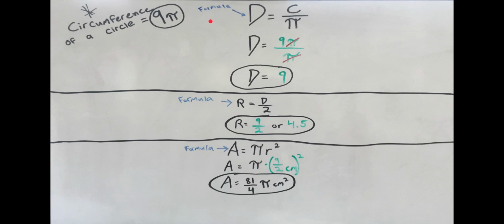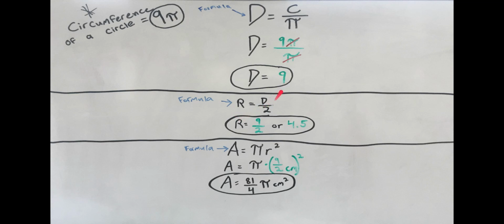Okay. Now, circumference is given to us. It was 9 pi. So where it was C, we're going to replace C with 9 pi. Why? Because it tells us right here that circumference of a circle equals 9 pi. We're going to divide 9 pi by pi. Pi and pi cancel out. D equals 9. All right, so our diameter is 9.